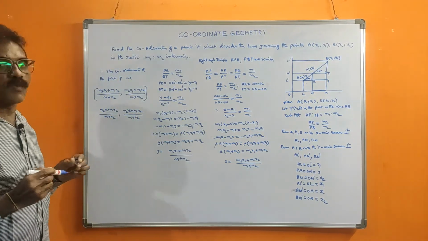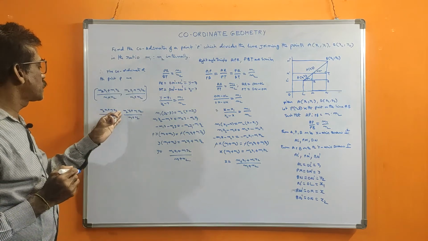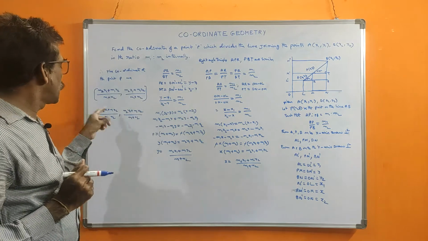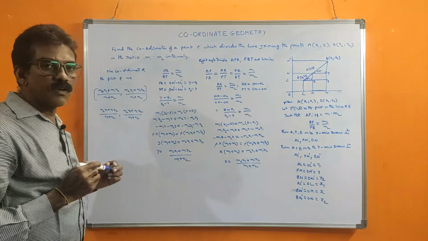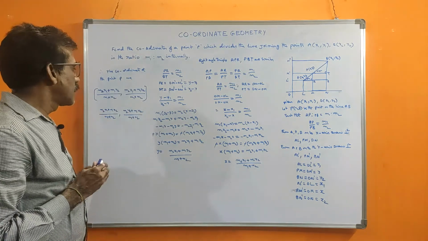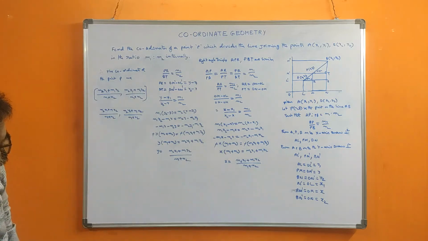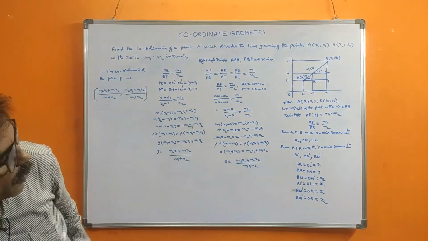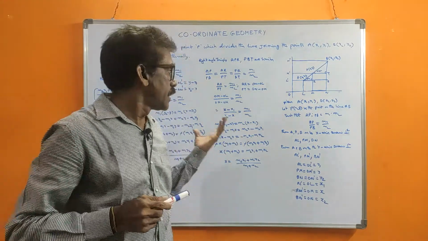This is the trick to remember. Write x1 x2 first, y1 y2 first. x1 is there means write m2, 2 there means write m1. Down, anyway, m1 plus m2. We can remember easily like that. Okay. Now this is the problem derivation.